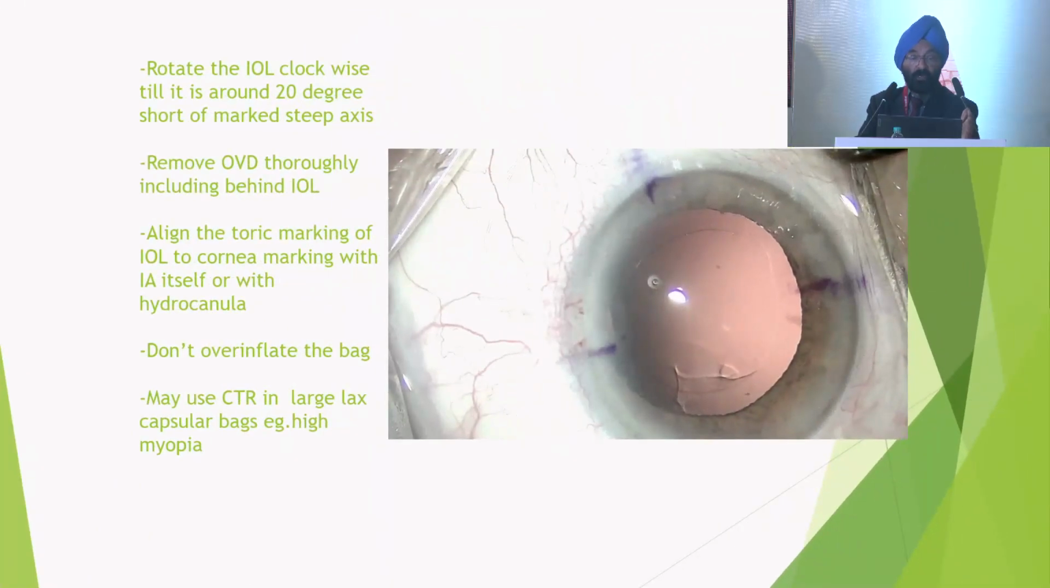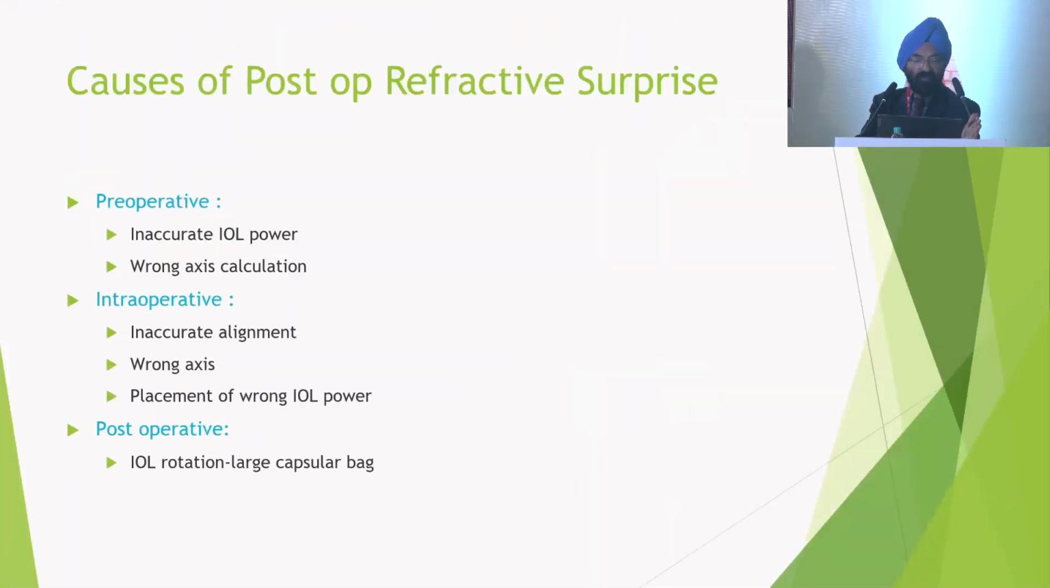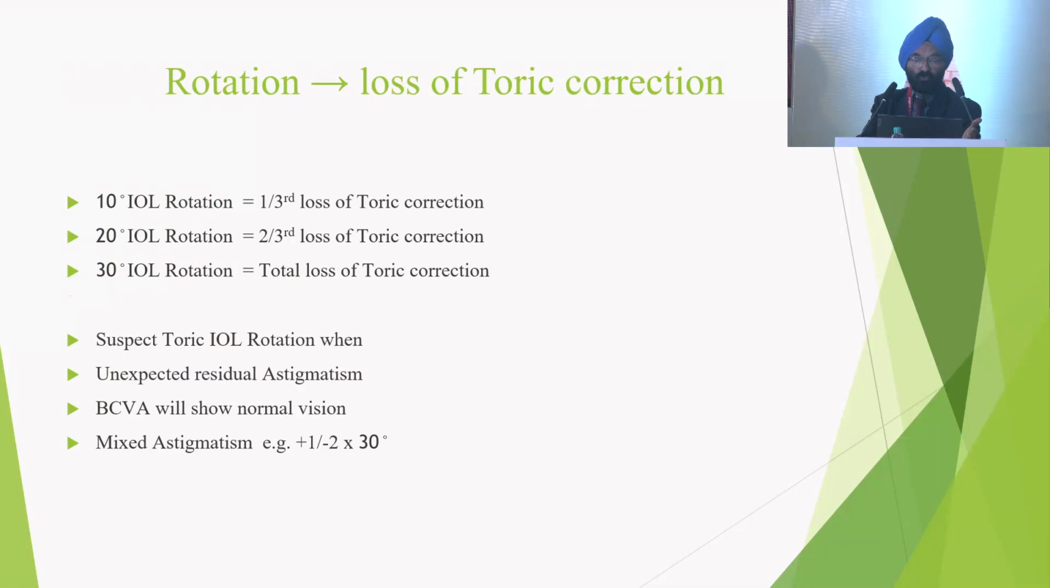Rotate the IOL clockwise till it is just 20 degrees short of the marked steep axis. Remove OVD thoroughly, align the toric marking of the IOL to the cornea marking. Don't overinflate the bag. So post-operative refractive surprises, these are some of the causes. It can be pre-operative, intraoperative, or post-operative.